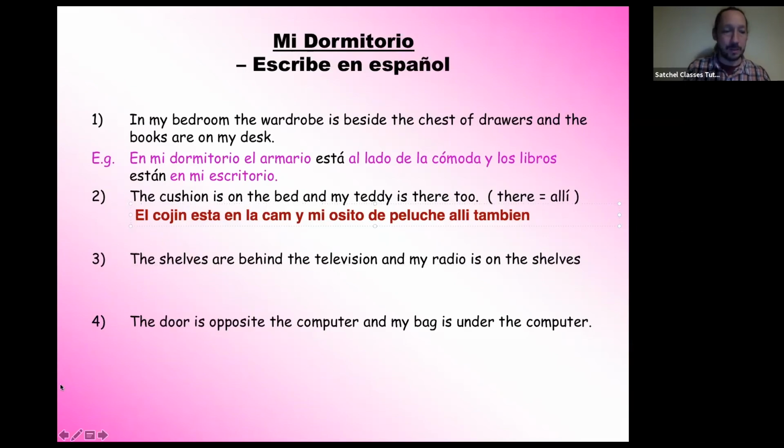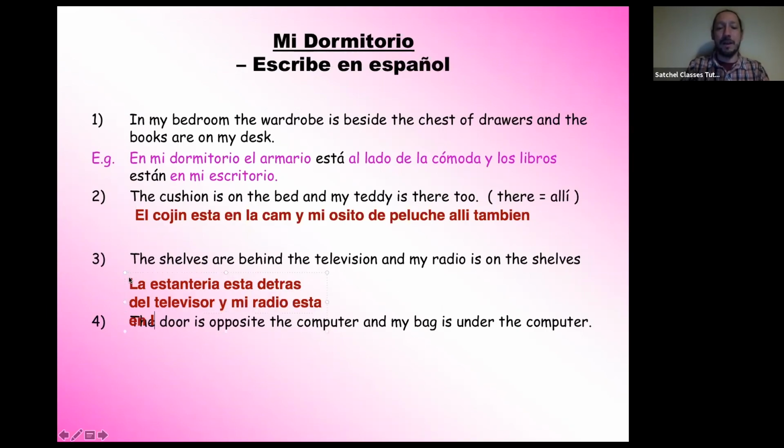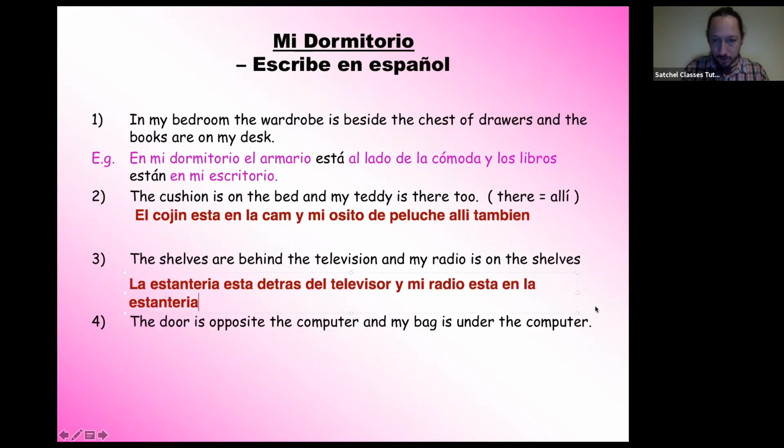Let's have a look at the next one. The shelves are behind the television. My radio is on the shelves. La estantería está detrás del televisor y mi radio está en la estantería. There you go. I'm just going to drag this so you can see it better.